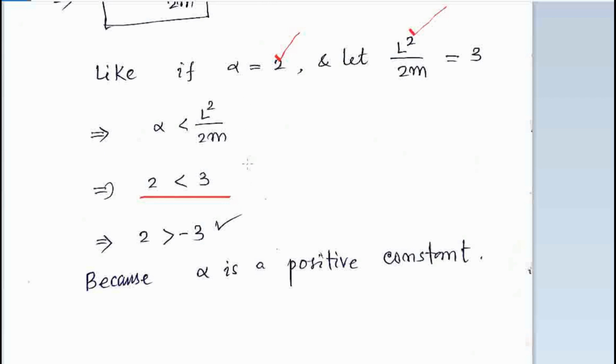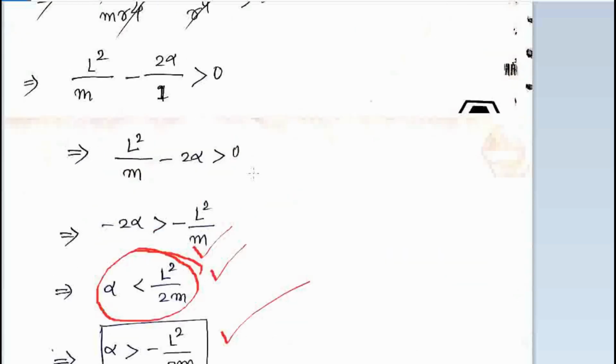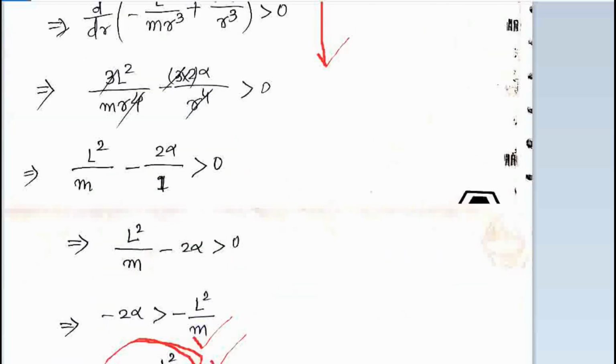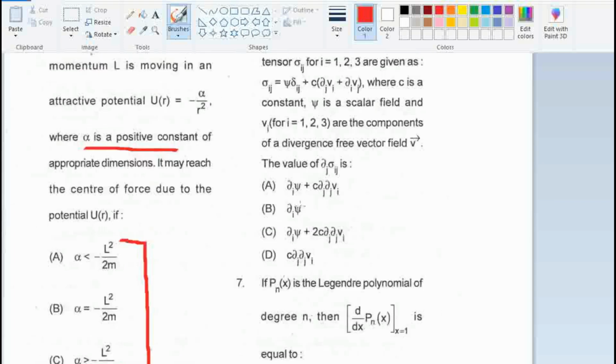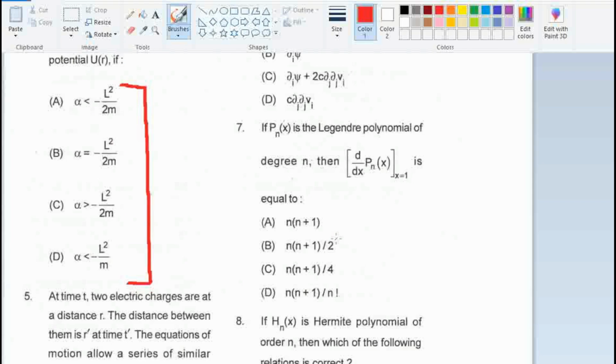And also, it is mentioned in the question that alpha is a positive constant. You see the question. Alpha is a positive constant. Here alpha is a positive constant. That means what? It cannot be negative, cannot be 0. So that's why, which option is correct? Option C is the correct one.